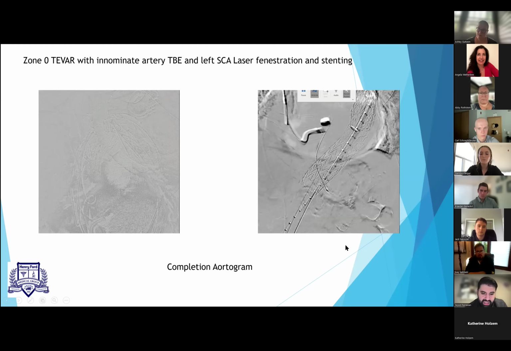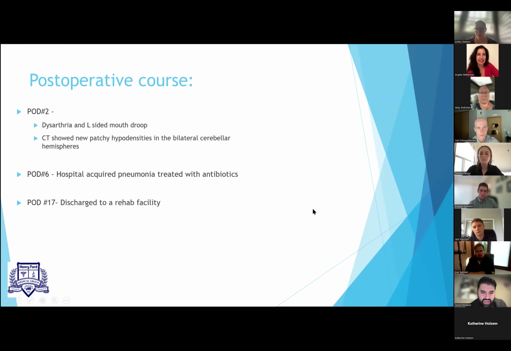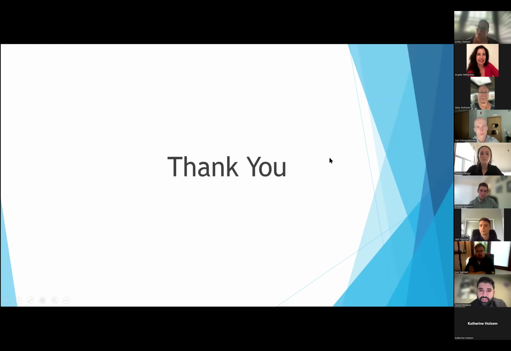And in terms of his post-operative care, it was complicated by a minor stroke and a pneumonia, which he initially recovered from and was discharged to a rehab facility. Very interesting case. We vascular surgeons do some very interesting and cool cases. So if you have any questions about this case, I'd be happy to take them now. And thank you for allowing me to present.